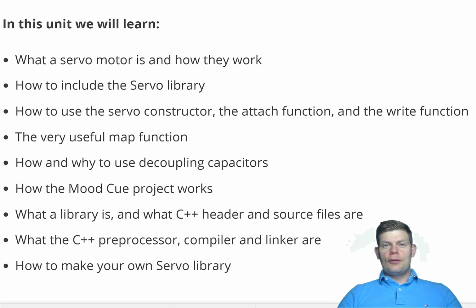Welcome to the unit on servo motors and libraries. In this unit, we'll talk about what a servo motor is and how it works. It's basically just a DC motor attached to some gears and a potentiometer and some control circuitry. If you don't know what a DC motor is, later on in another unit, we'll talk about it. They're really great because you can get them to go to a very specific position.